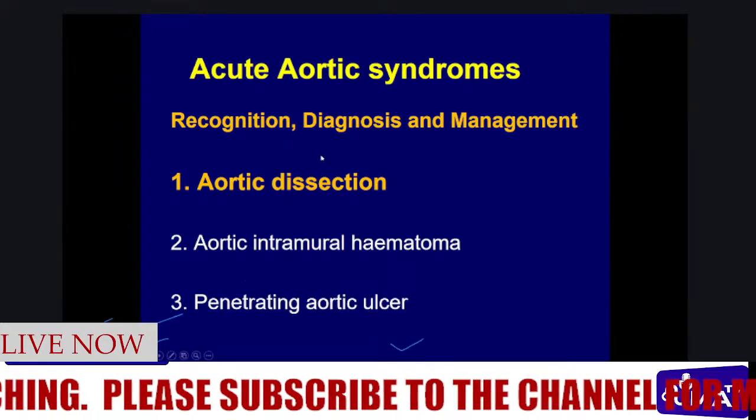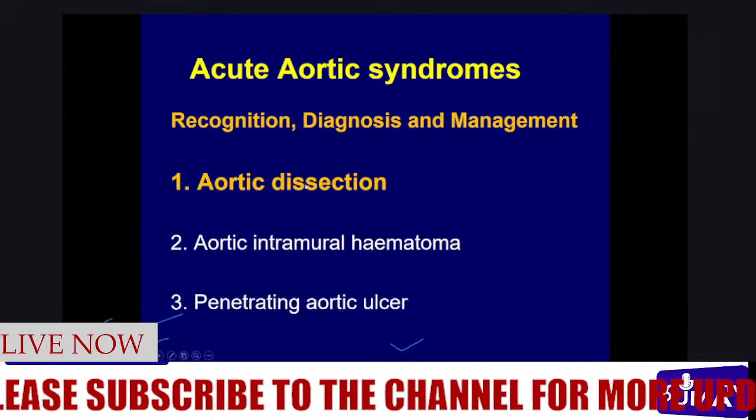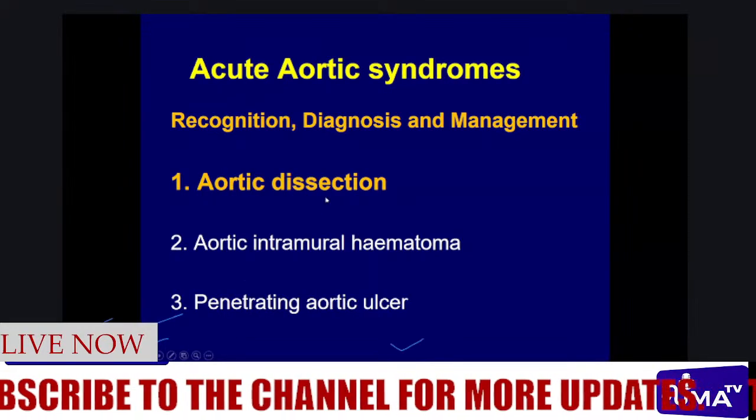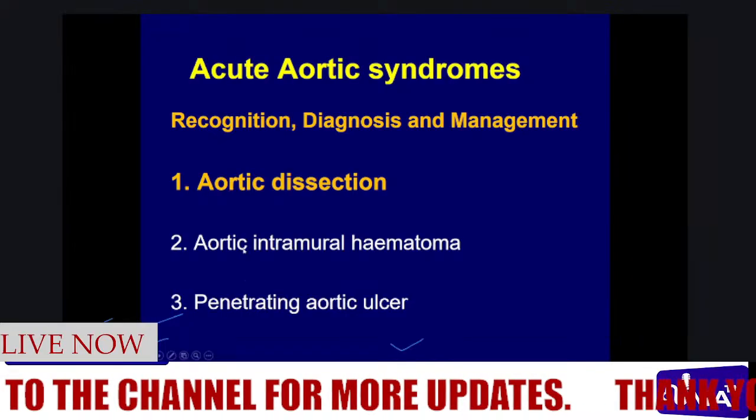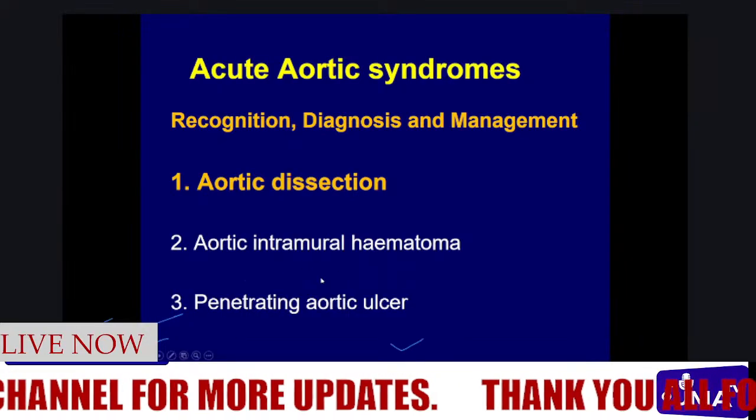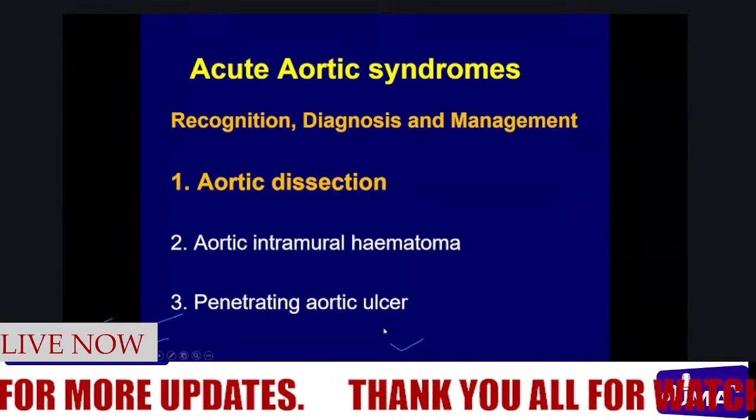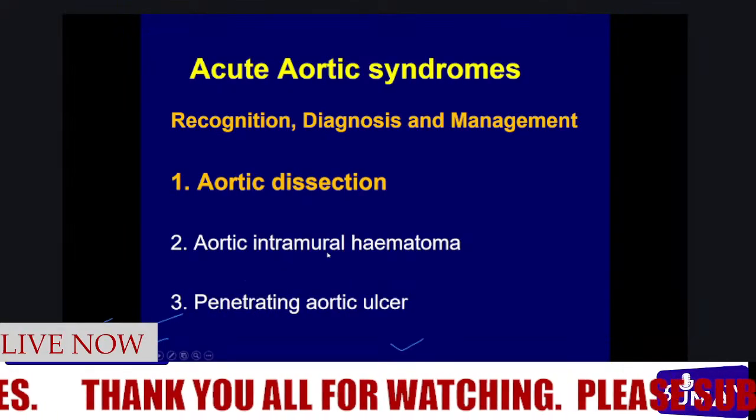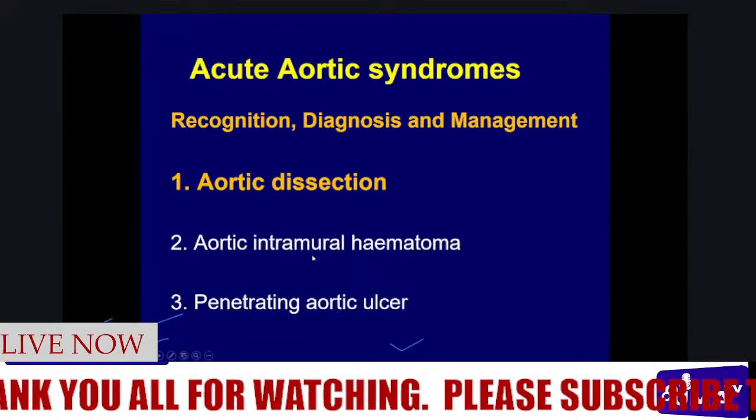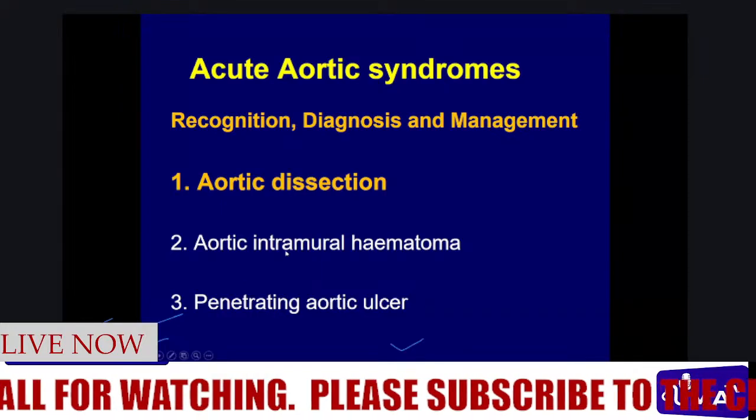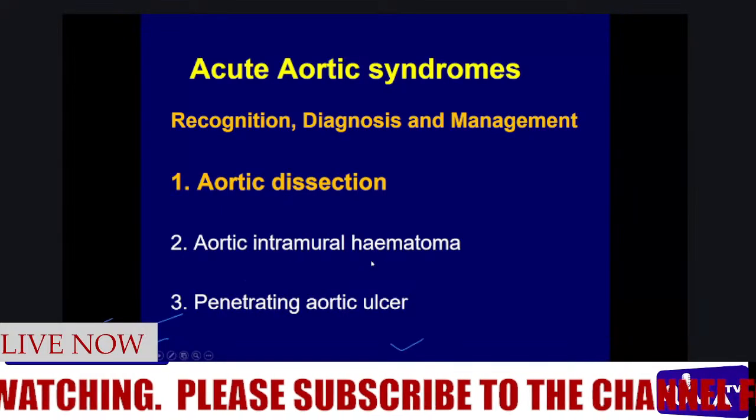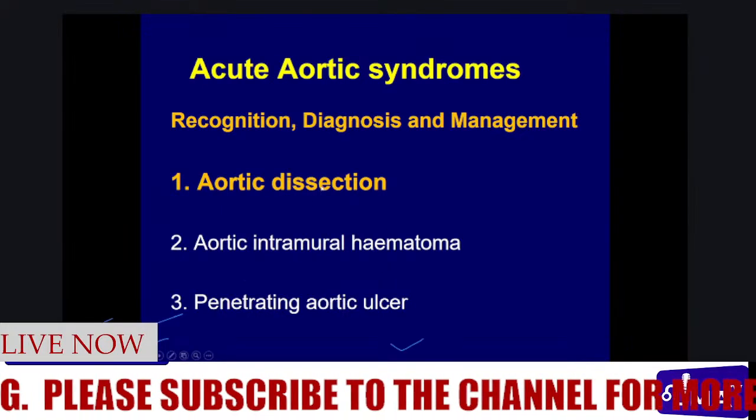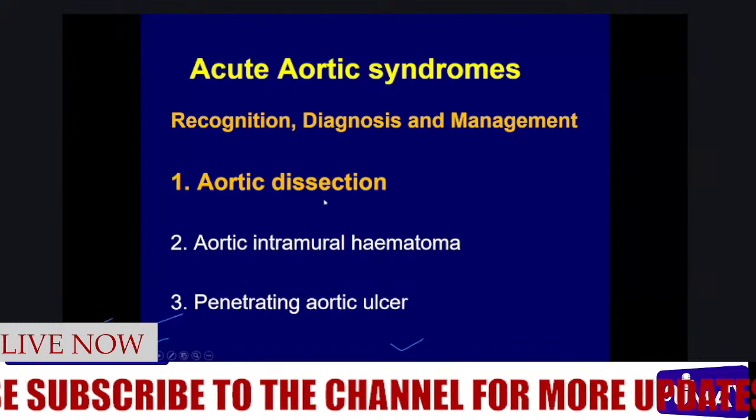I'm just going to briefly talk about acute aortic syndromes. Our focus today is aortic dissection, but there are others: aortic intramural hematoma and penetrating aortic ulcers. Many of these are precursors for aortic dissection. Usually that's how a dissection starts. There is a rupture in the vasa vasorum, you form an aortic intramural hematoma, then it can progress to aortic dissection.